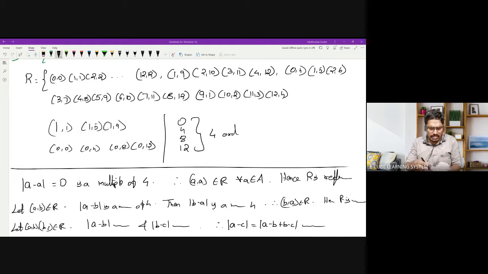If you try the roster method, that is also correct. There is no mistake. Both ways we can answer. The second relation is very simple. We can write the roster form easily. Very easy.